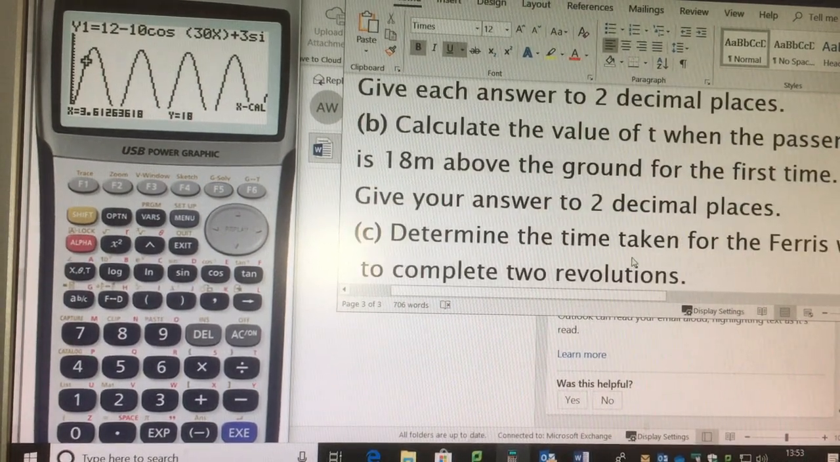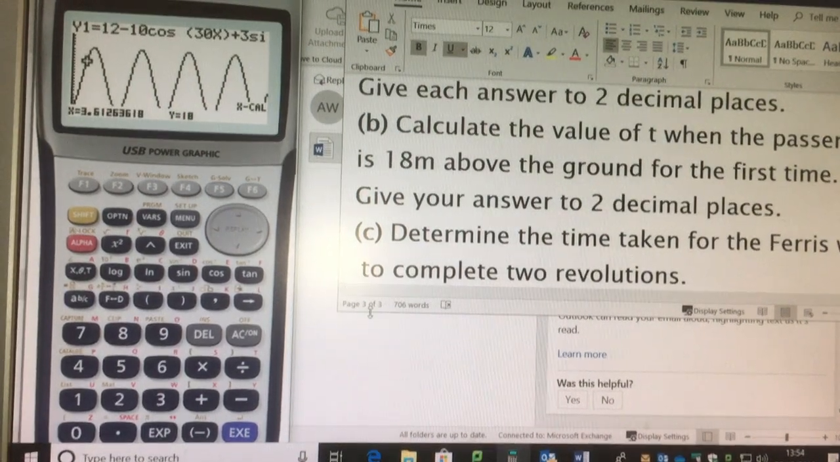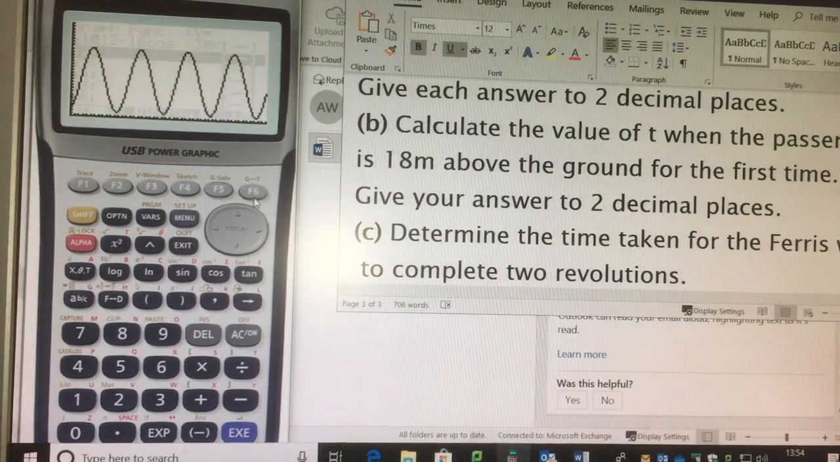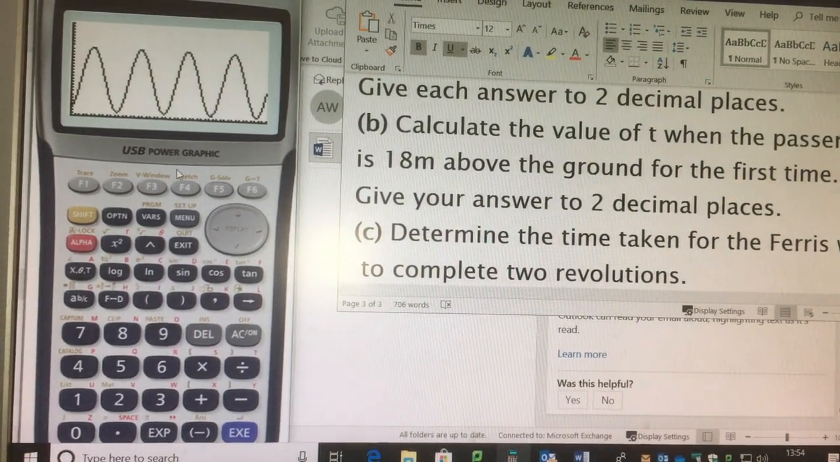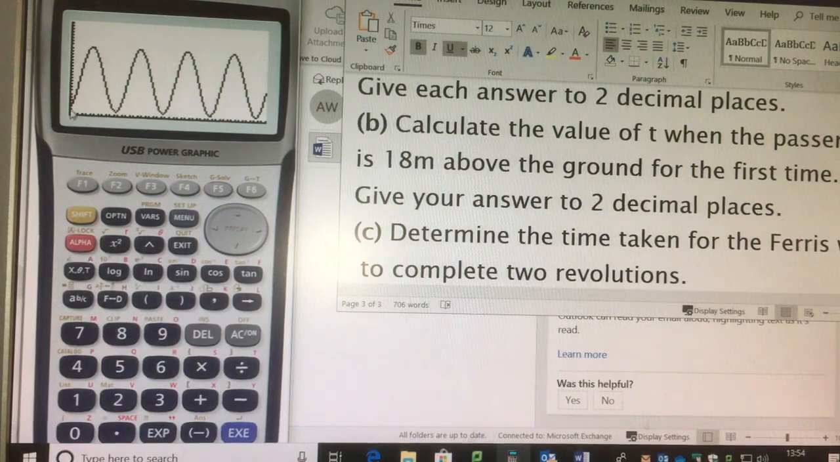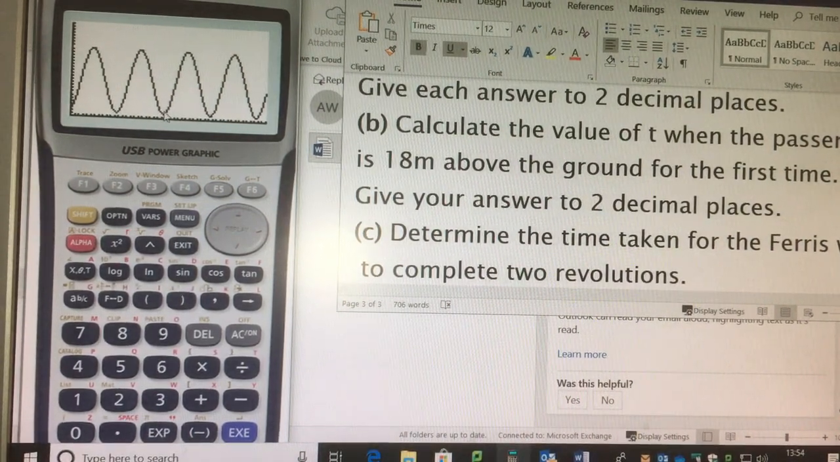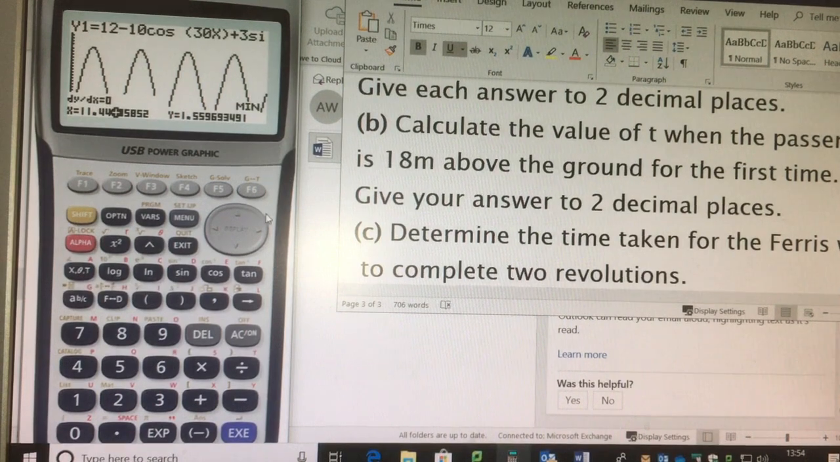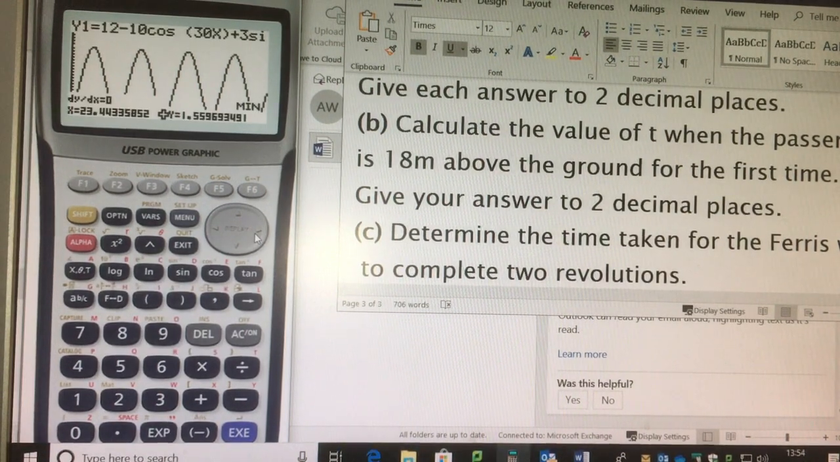And how can you work out the time taken for 2 revolutions? If I exit that, draw it again. So, guys, quiet. 1 revolution will be down, up, down. The next revolution will be up and then down. So we want this point here, which is the second minimum. So if I do G-solve minimum, and scroll along until I get to the second one, which is there, 23.44 minutes for that.